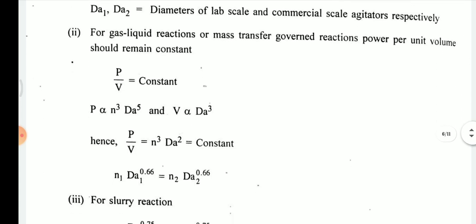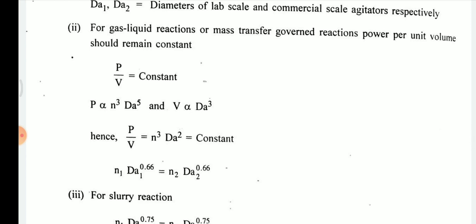Next, for gas-liquid reactions, that means both gas and liquid reactions take place in the agitated vessel, or a mass transfer governed reaction, power per unit volume should remain constant. Power per volume ratio remains constant. So power is proportional to n cubed dA raised to 5, and V is proportional to dA raised to 3, where P by V is n cubed dA squared.